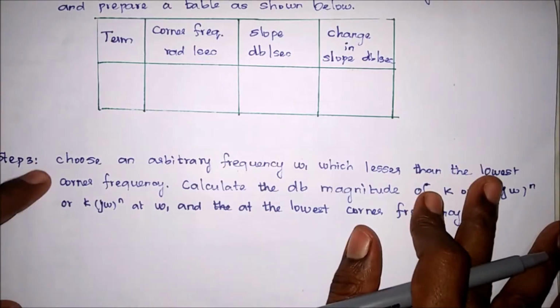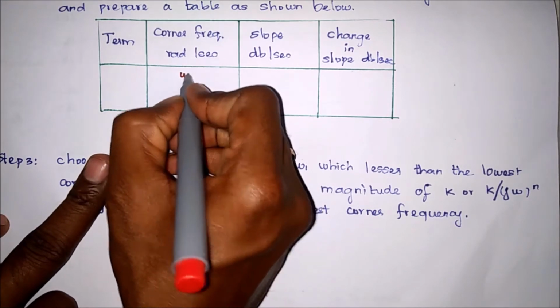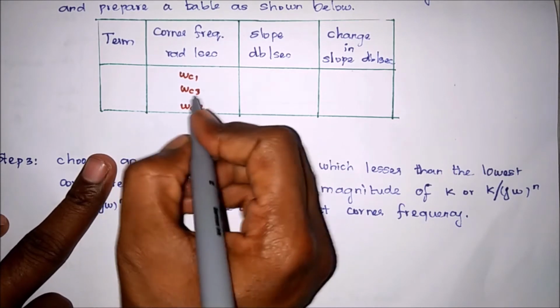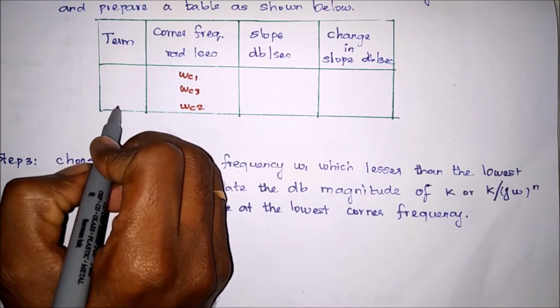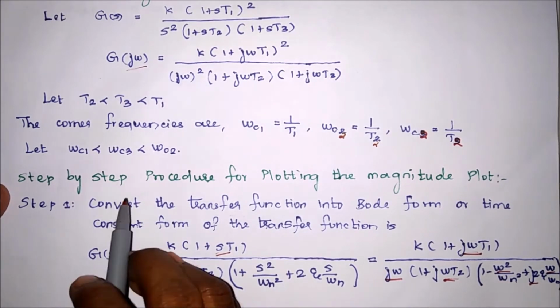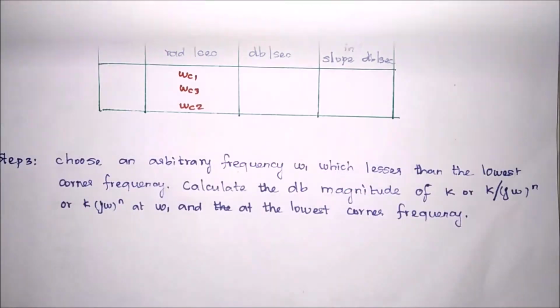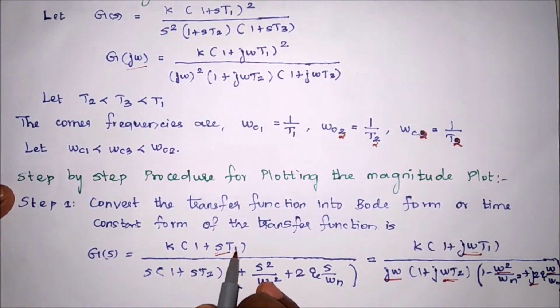After that, we have to list the corner frequencies: the lowest corner frequency ωc1, then ωc3, then ωc2, in ascending order. Next we have to write the individual terms. First we write the s term or s square term, which may be in the numerator or denominator. From this problem, first we consider s alone or s square alone. Here we see K by s, so we write K by s as the first term. Then we write the 1 plus s term.